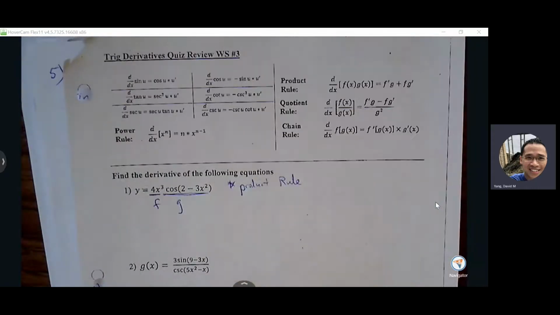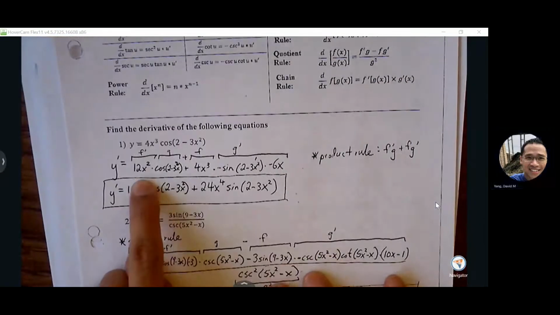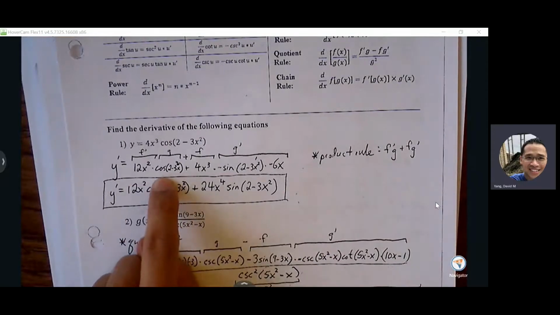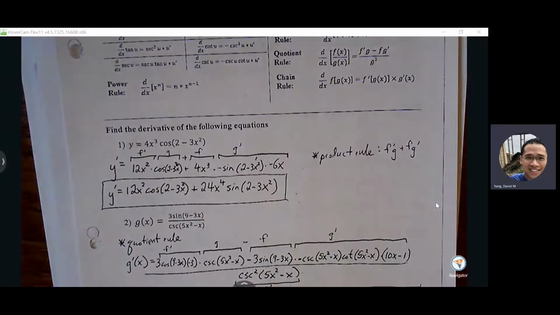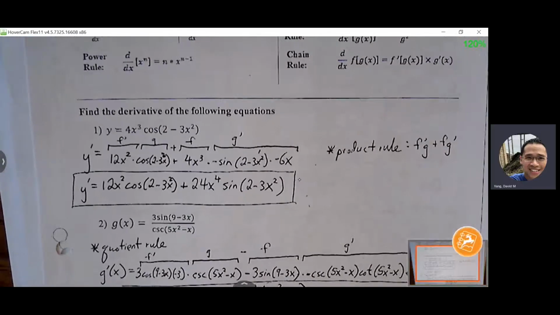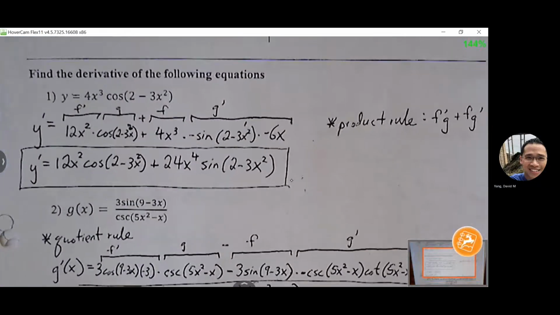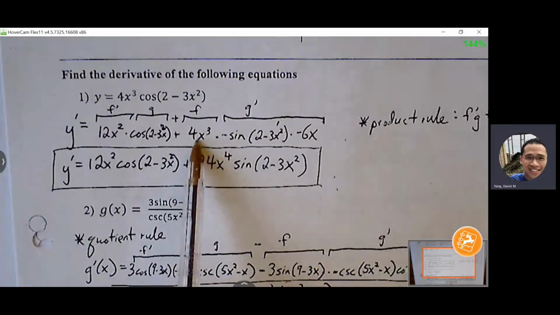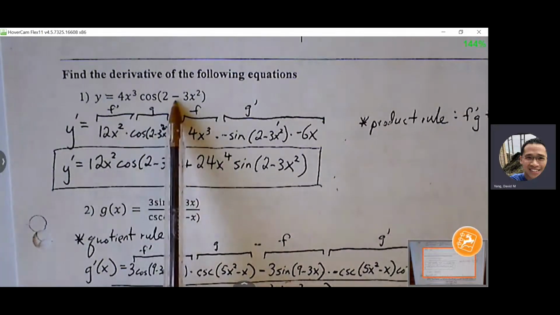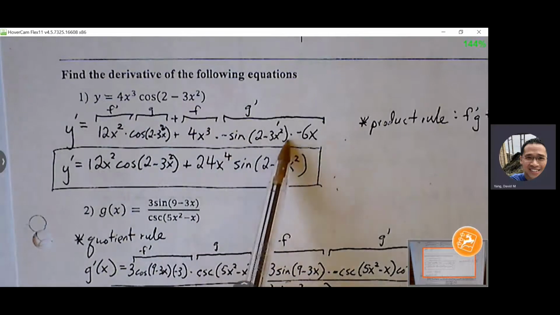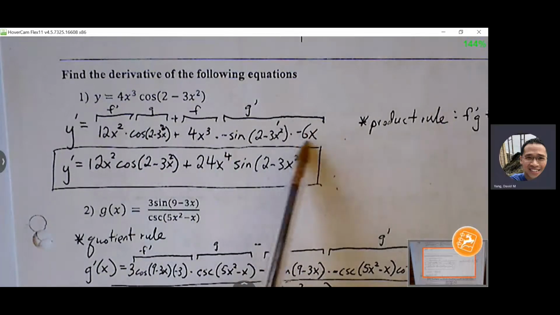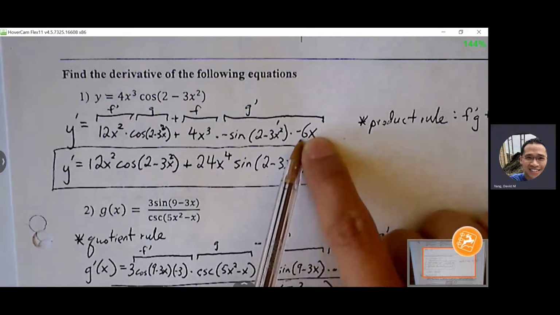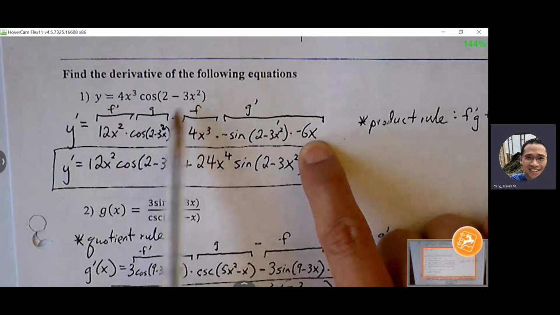Okay, hopefully you found number 1 pretty straightforward. 4x cubed becomes 12x squared. We keep the cosine of 2 minus 3x cubed. Back to f, and then g prime. Cosine of parentheses becomes negative sine parentheses times negative 6x. Negative 6x represents the derivative of the portion inside the parentheses.